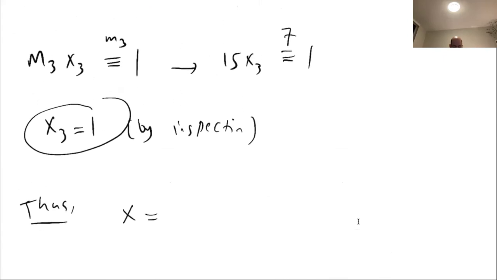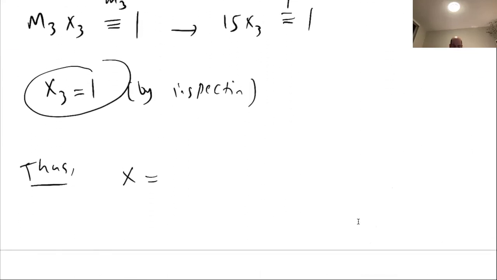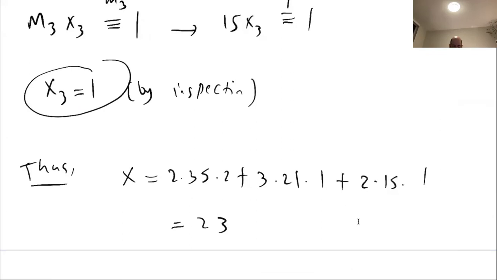Thus, X is equal to A1 M1 X1 plus A2 M2 X2 plus A3 M3 X3. So it's going to be 2 times 35 times 2 plus 3 times 21 times 1 plus 2 times 15 times 1. And the answer is 233.